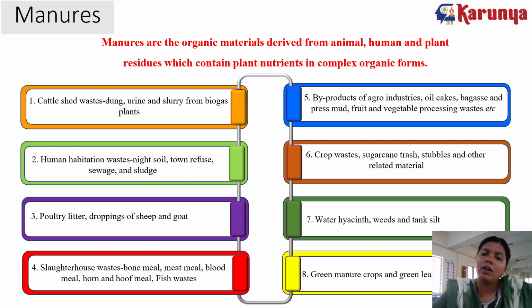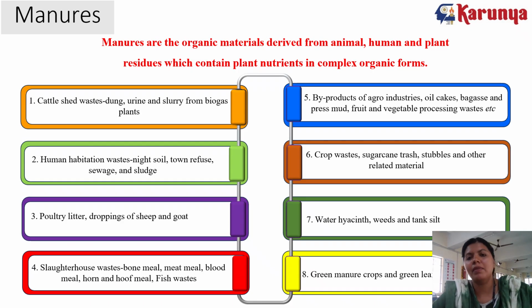And also the byproducts available in agro-based industries like oil cakes. Oil cakes are nothing but the remaining portion after extraction of oil. There are two types of oil cake actually: one is edible oil cake and the other is non-edible oil cake. Edible oil cake can be fed as food to cows, goat, and sheep.